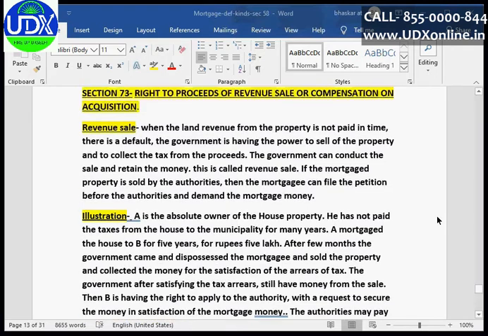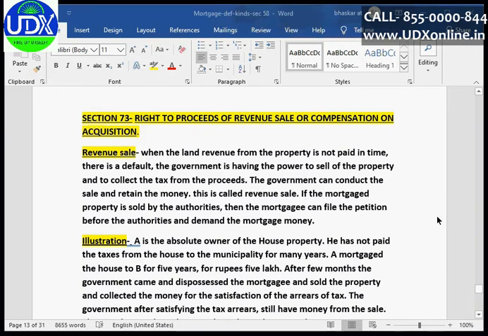So this much you have to write for the word revenue sale. So side heading you put short notes. Okay. So section 73 gives the right to the mortgagee to secure his money from the governmental authorities in case of a revenue sale of that mortgaged property. Okay, so one word you have understood.